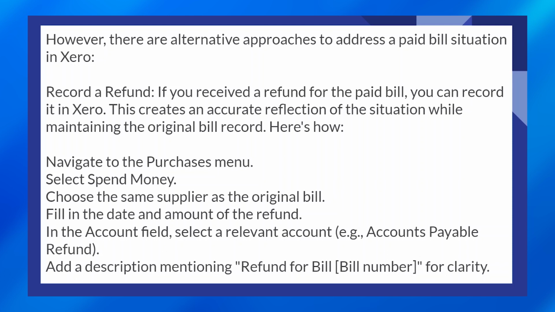Select Spend Money. Choose the same supplier as the original bill. Fill in the date and amount of the refund. In the account field, select a relevant account, for example, Accounts Payable Refund. Add a description mentioning refund for bill for clarity.